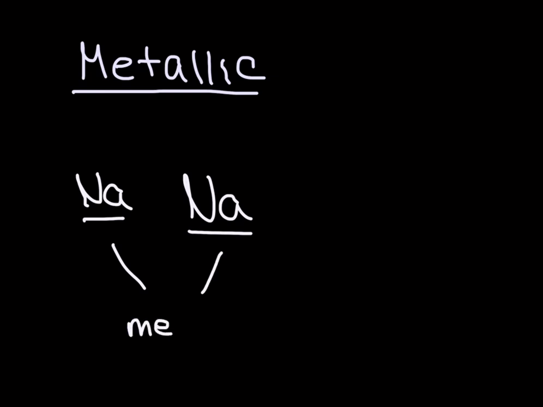In this type of bonding, the outer electrons of the metal atoms are not bound to any specific atom and can move freely throughout the entire structure. This creates a quote-unquote sea of electrons that is shared by all the atoms in the metal.